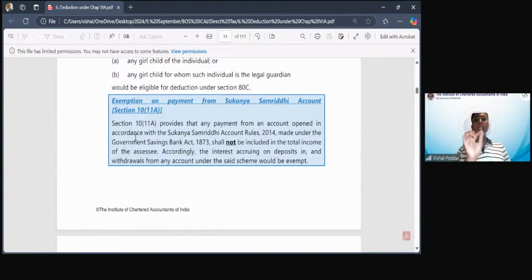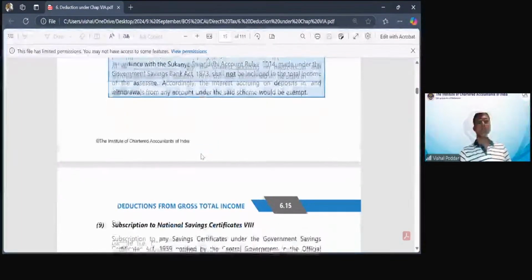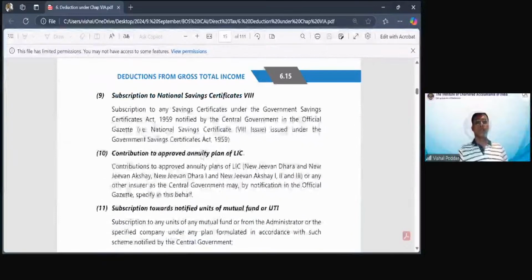This one is under EEE because today also you are getting the benefit of deduction. Over the period of the scheme, whatever interest is accruing, that is also exempt. And at the time of withdrawal also, the entire amount is exempt. Then you have the central government's National Savings Certificate. So if you deposit money in this, you are eligible for deduction.